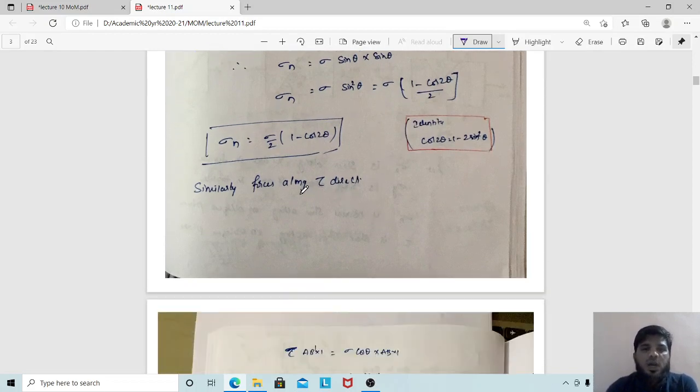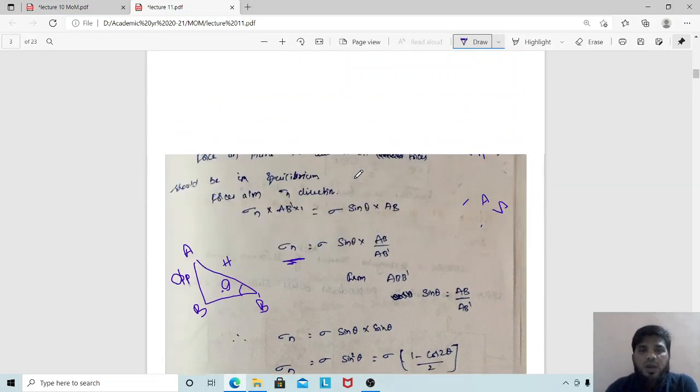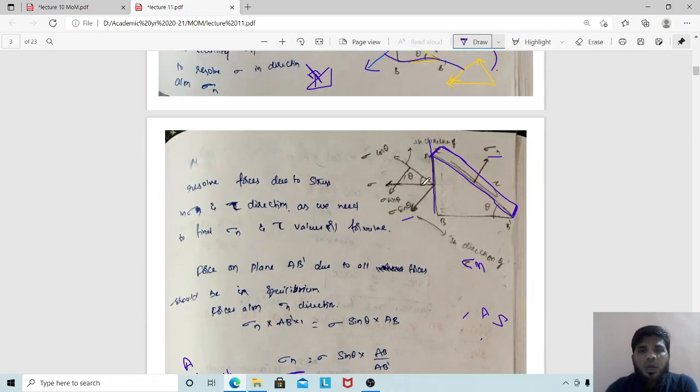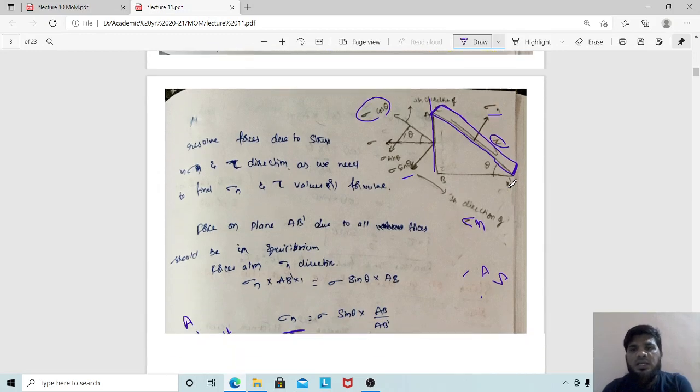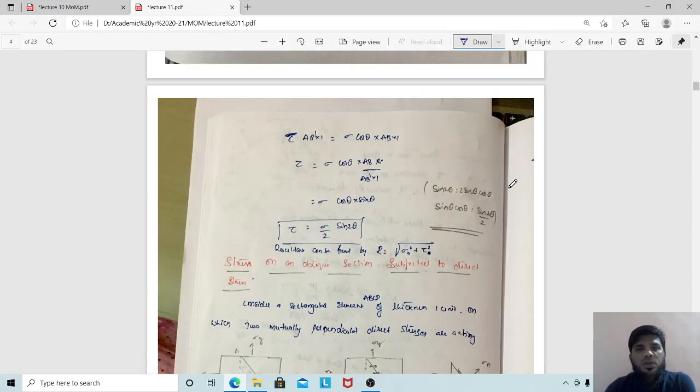Similarly, we have to resolve the forces along the tau direction. Which are in the tau direction? This tau, and another is sigma cos theta. Both are in opposite directions. Tau into AB into 1 is equal to sigma cos theta into AB into 1, because it is acting on the AB plane, while this is acting on the AB dash plane. So sigma into cos theta into AB by AB dash, as AB comes to this side, it goes into the denominator.